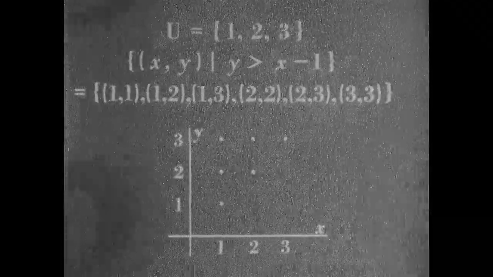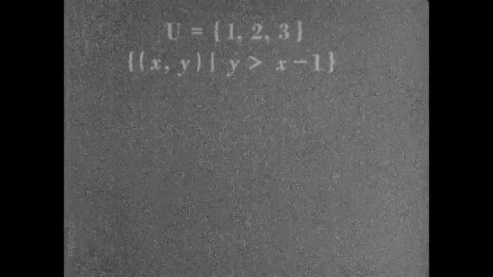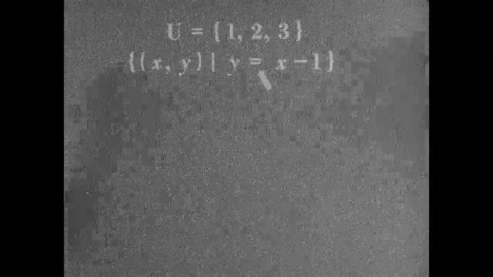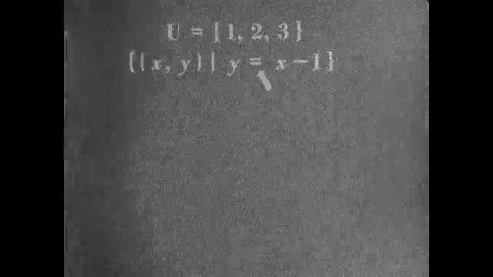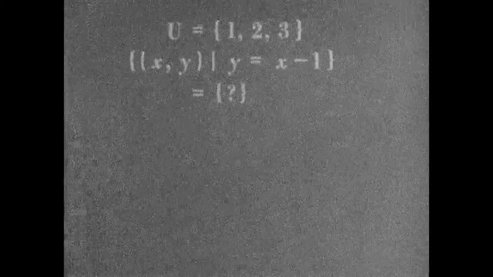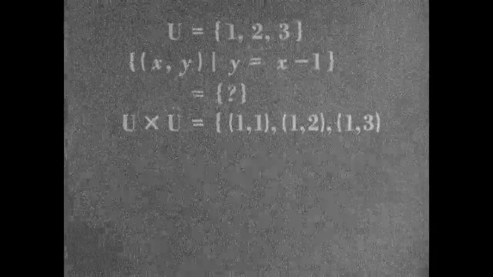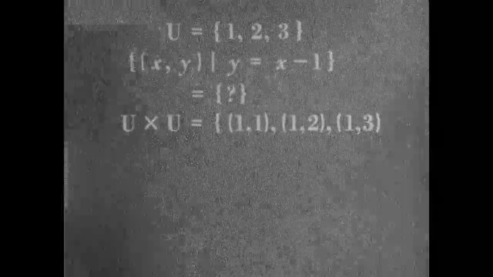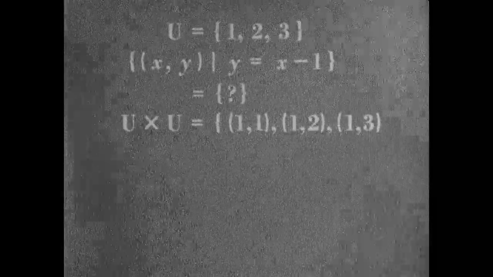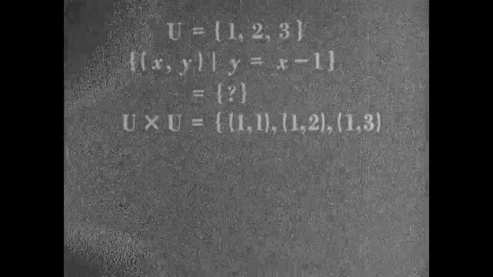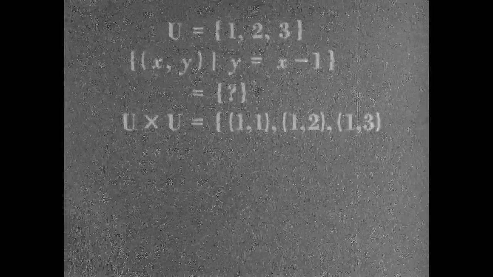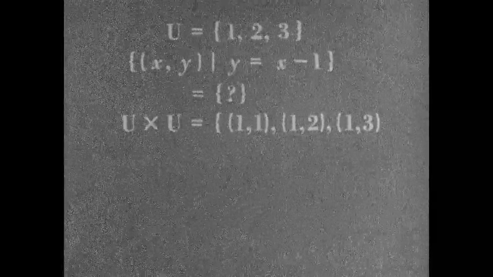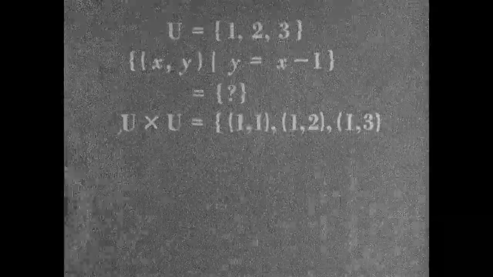Let us try the process again with the same universal set, but with a different set selector, namely, y equals x minus 1. None of the ordered pairs with first number 1 satisfies this condition. For if x is equal to 1, the sentence y equals x minus 1 requires that y be equal to 0, and 0 is not a member of our replacement set.